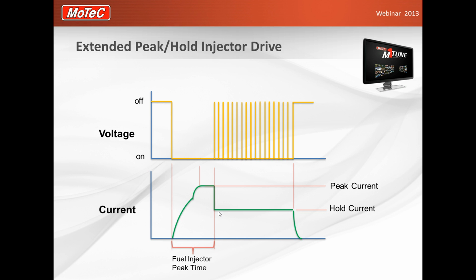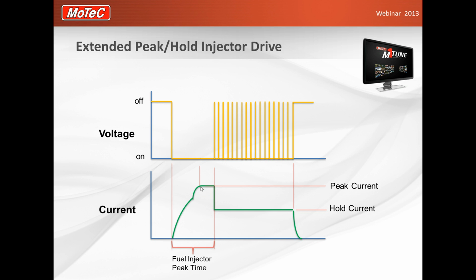Now with our extended peak and hold injector drive, these are still low resistance injectors, but we've found that some of the really large capacity injectors used in motorsport these days can take a very, very long time to open. So in the past we had special modes in our earlier ECUs to give these injectors more leeway so they can have the peak current for a lot longer. What we're saying here is we use the peak time as a way of letting the injector get to its peak current and then still holding that current until the peak timer runs out.